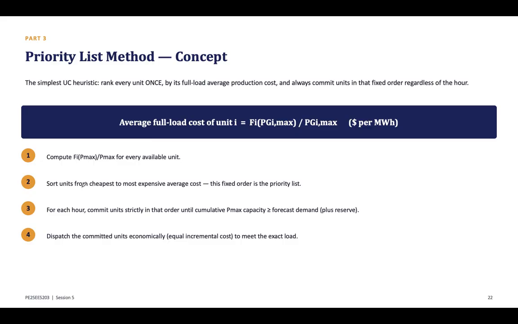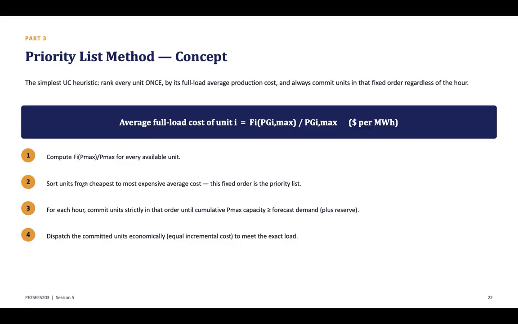The strength of this priority method is its simplicity. The ranking is calculated once and reused. However, the same feature is also its weakness. A fixed ranking cannot recognize that startup cost, minimum uptime, current operating state, or future demand may make a different combination preferable. The method is therefore best viewed as a heuristic screening or teaching method rather than a complete solution to time coupled unit commitment.